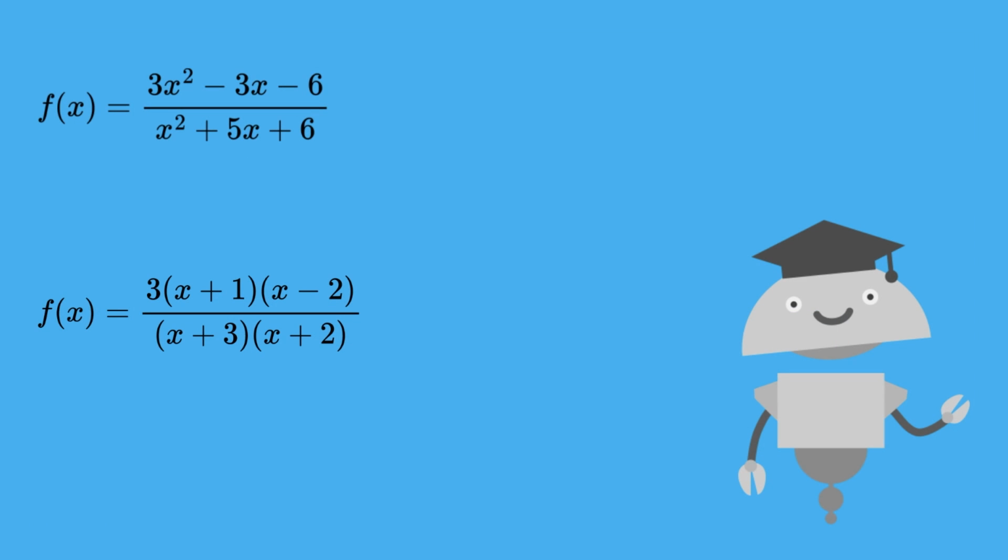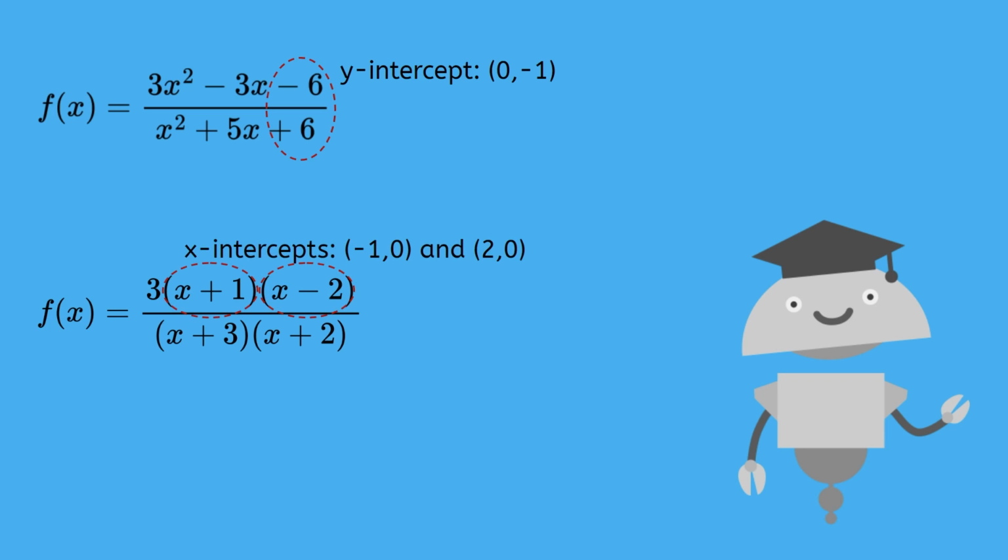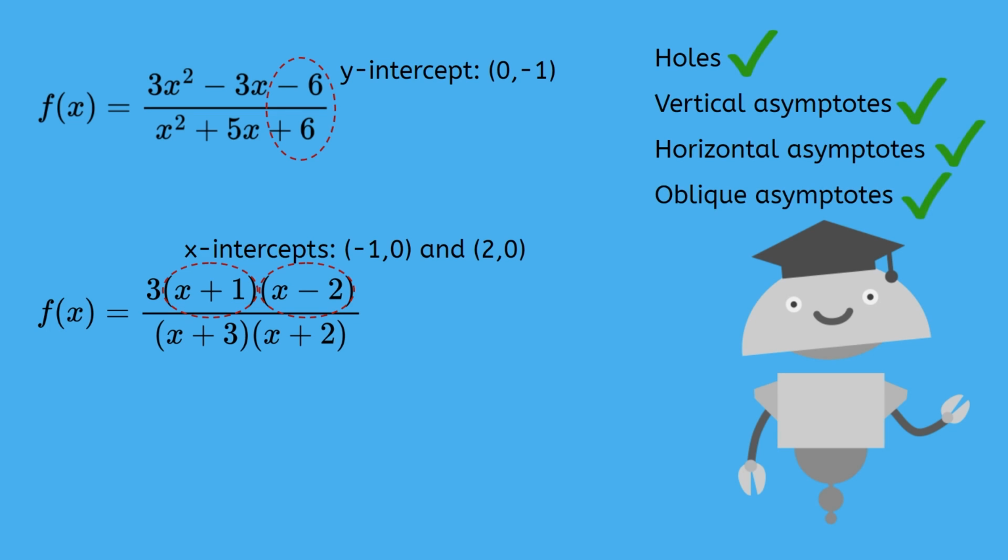Now we know how to find the y-intercept from the unfactored form of a rational function, and how to find the x-intercept, or x-intercepts, plural, if there's more than one, from the factored form. In the next lesson, we get to use this knowledge, and the other knowledge we've acquired from this unit, to sketch the graphs of rational functions, all from using the equation.